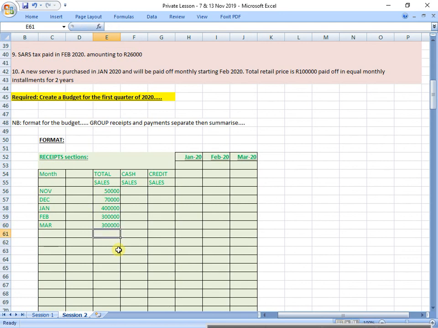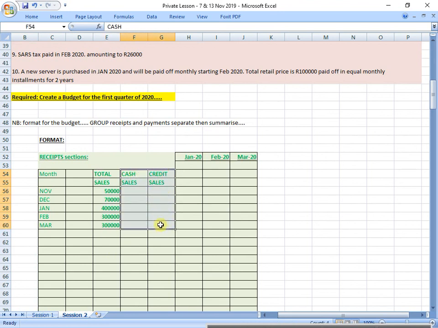Makes sense? Okay, what is that representing? The total sales. And that could be a target. That could be a goal. That could be something that you're striving towards. But remember, budget is just what you expect.